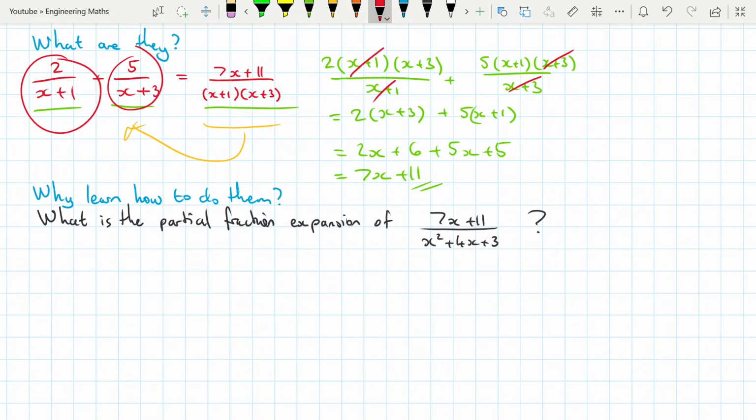But not only that, they're also useful in further mathematics. For example, you might need them to do integration. They're useful for solving ODEs. And for engineering, you'll need them to do inverse Laplace transforms.